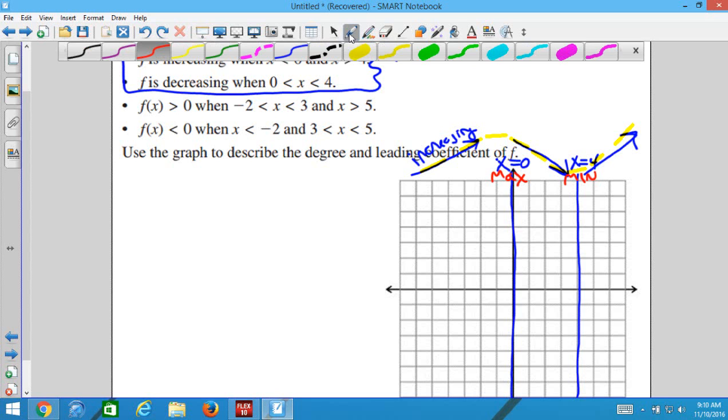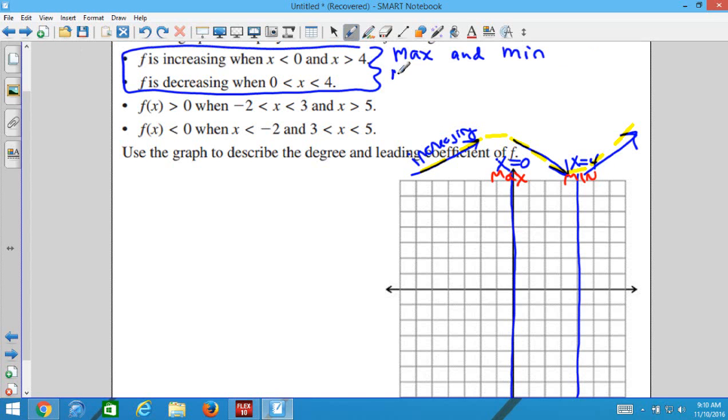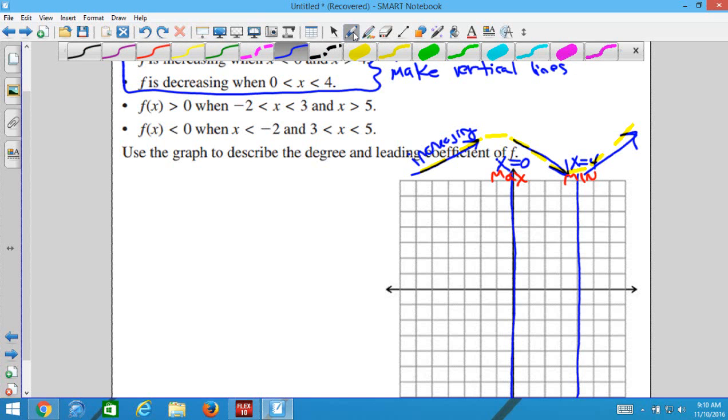Okay, the second portion. All right, I'm just going to make one more note here. I said it, but I didn't write it. Make vertical lines. Just to help you know what to do when you do this yourself.